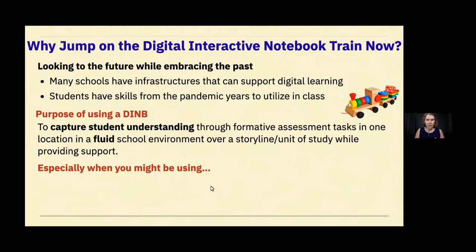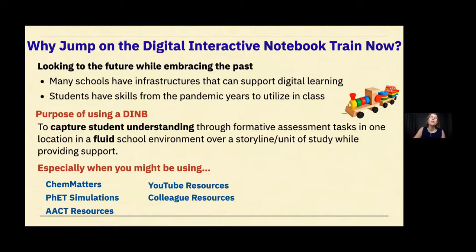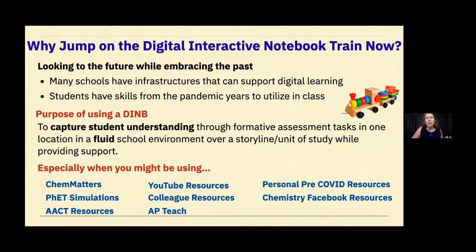It's formative assessment, but at the same time, I have a lot of support networks placed into my notebooks, especially when you're using things like ChemMatters or PhET simulations, ACT resources, YouTube resources, resources from your colleagues. I use a lot of stuff from AP Teach, your personal pre-COVID resources that you really loved and would like to bring back, and then any other social media resources that you might have gotten your hands on.